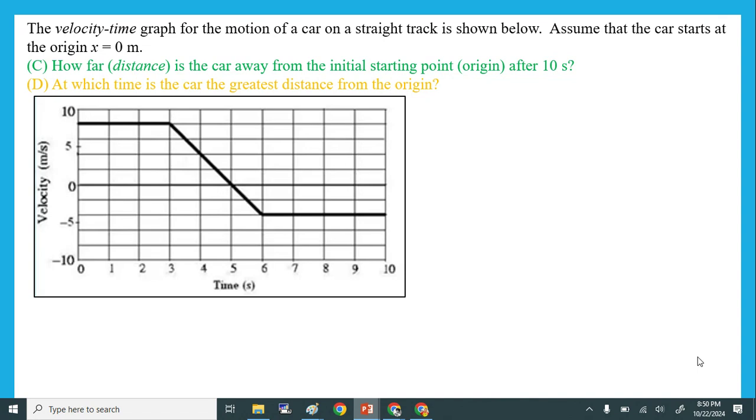Part C and D. Part C asks you to find how far the car is from the initial starting point after 10 seconds. So the first thing you've got to recognize is what the heck is going on with this velocity graph.